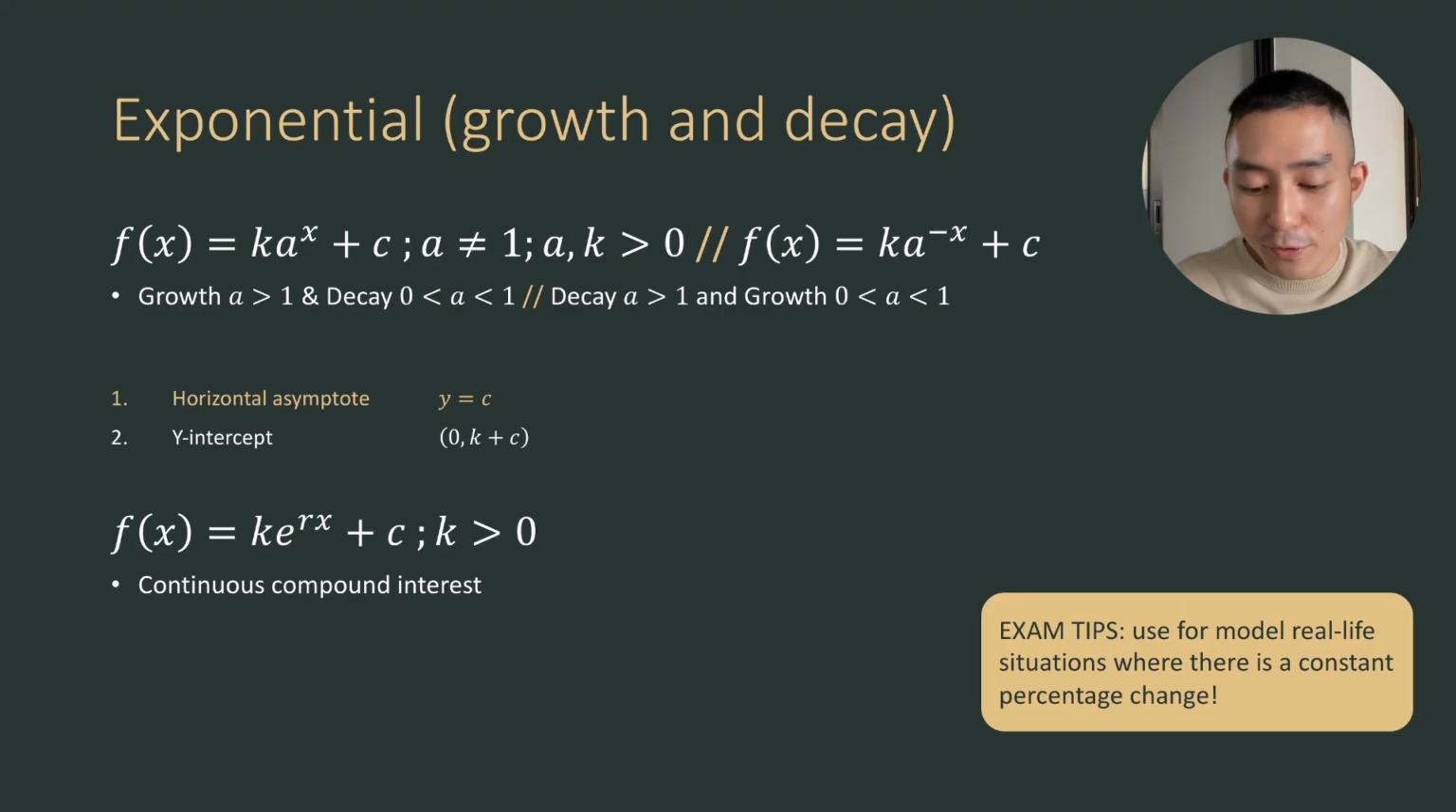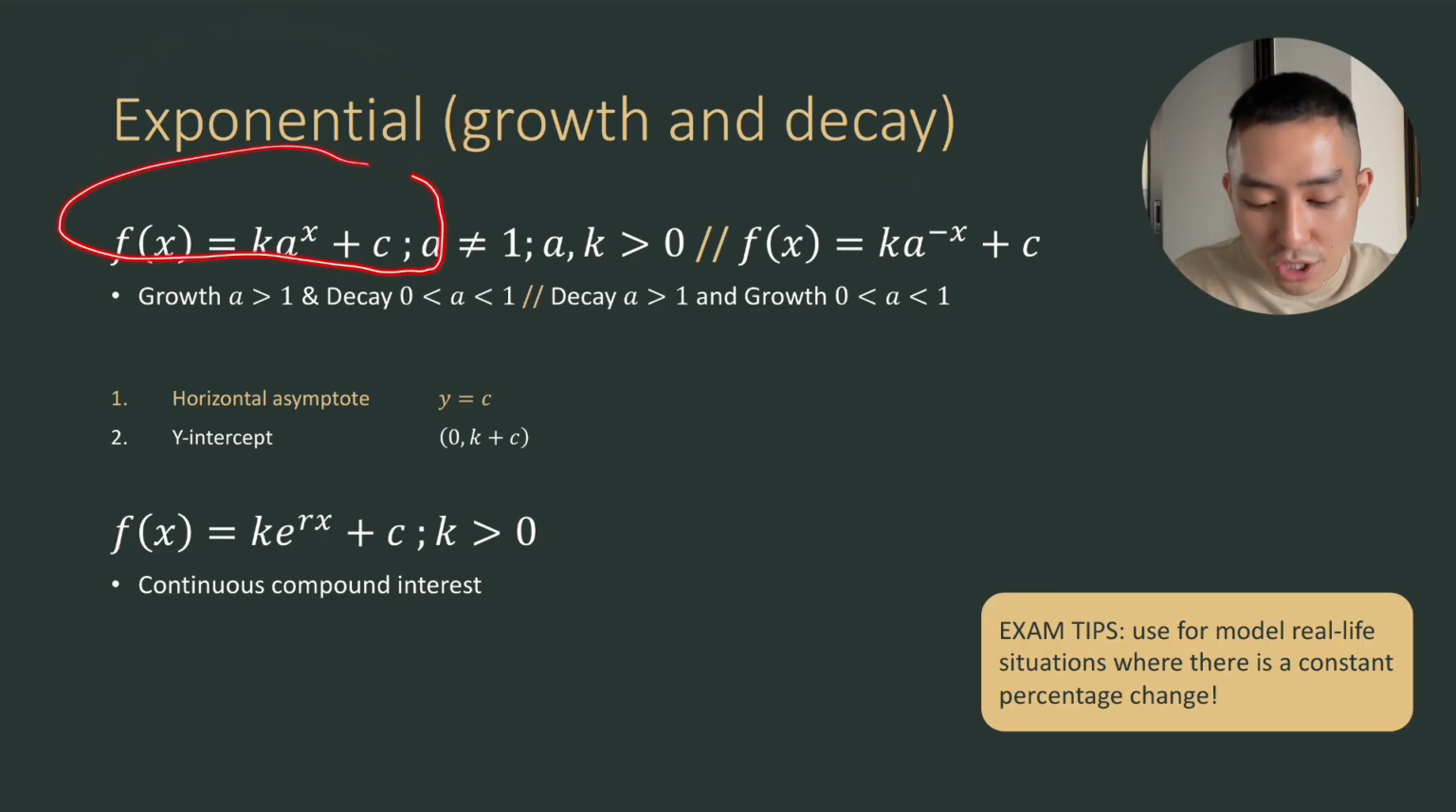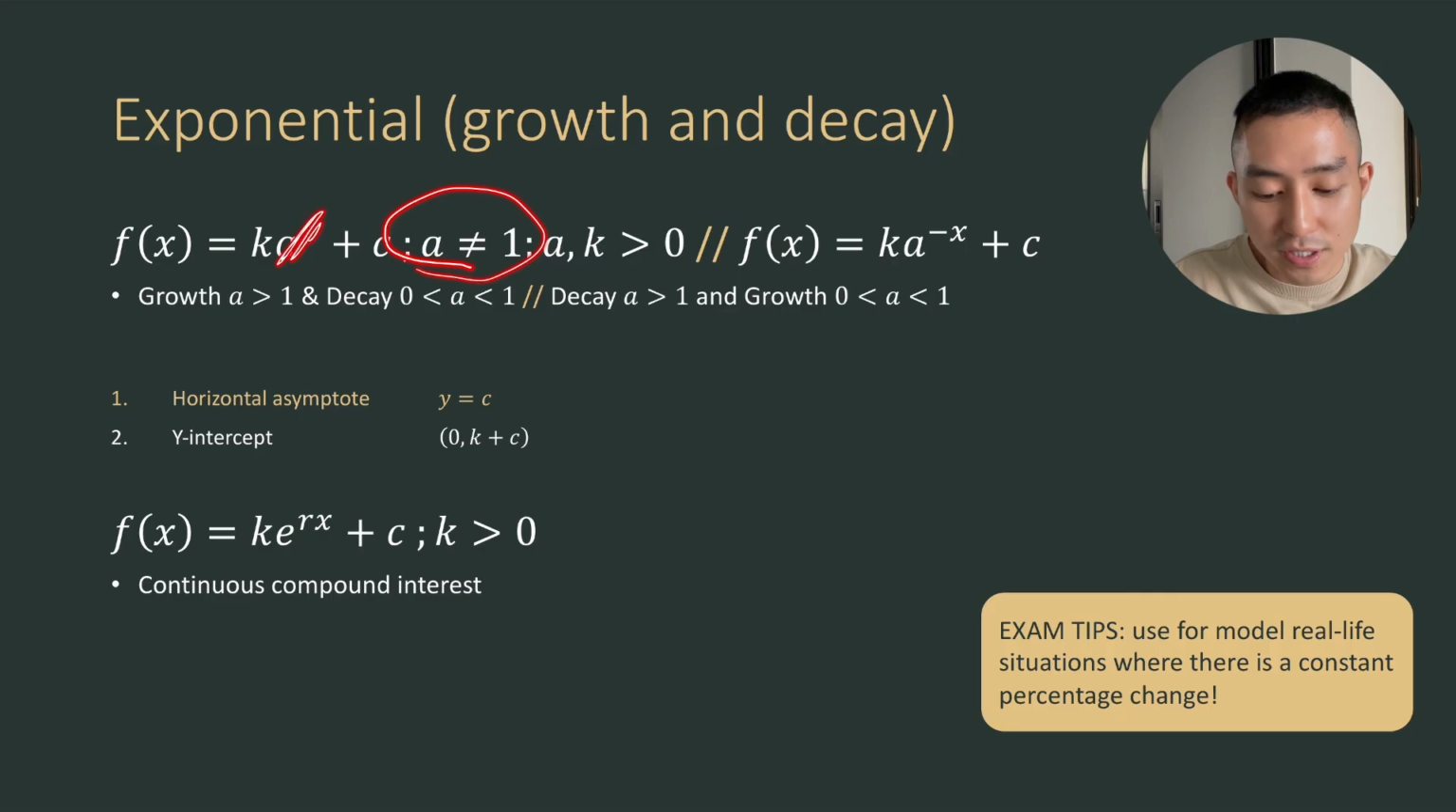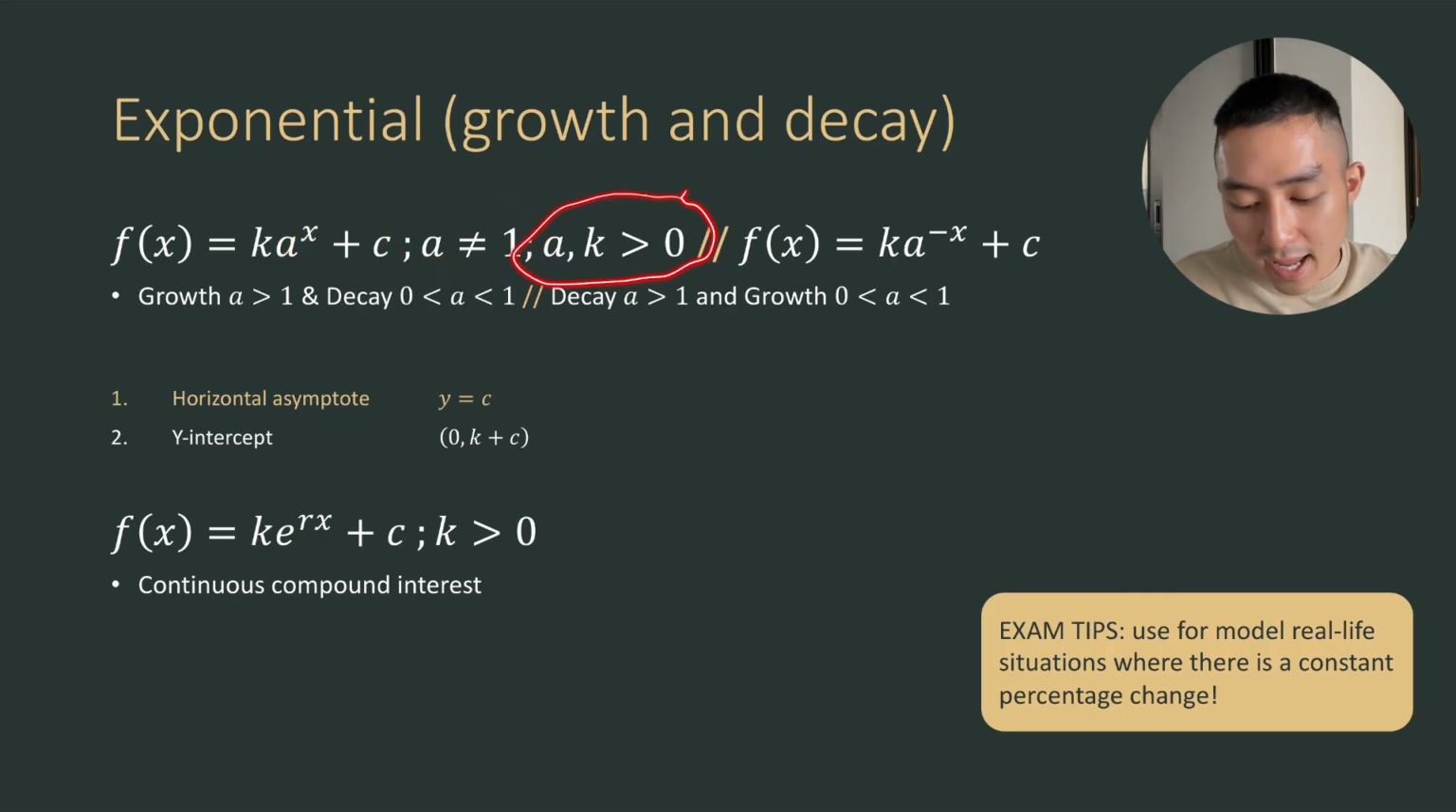Another function that you're going to have is the exponential. It's about growth and decay. Commonly, it will be given in this notation: k multiplied by a to the power x, plus c. A is not equal to 1, or else it will just be a constant, and a and k are larger than 0. You know that it is a growth function when a is larger than 1, and if it's a fraction between 0 and 1, it is a decay function.